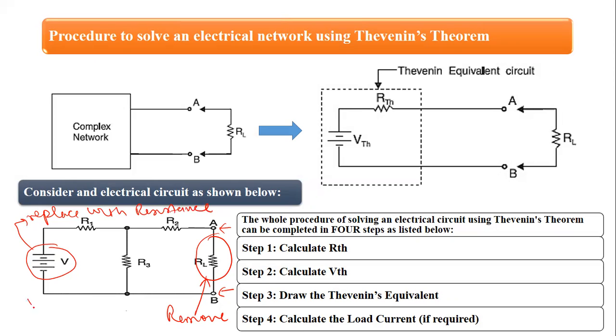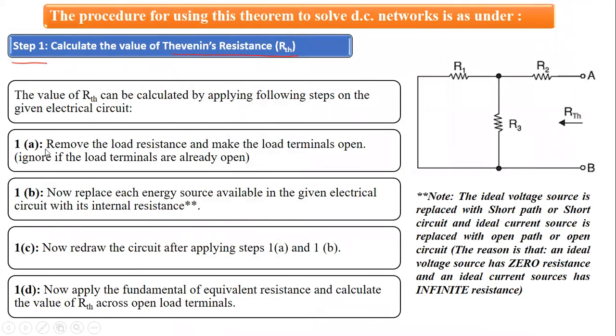So voltage source, ideal voltage source has zero resistance, and ideal current source has infinite resistance, right? So redraw the circuitry. So this is what is explained here. So first of all, we remove the load resistance and make the load terminals open. Ignore if the load terminals are already open. So if they are already open, you don't have anything to remove. So let it be like that.